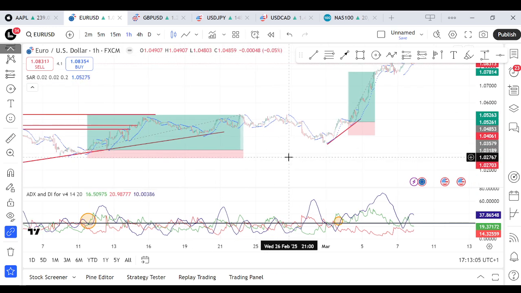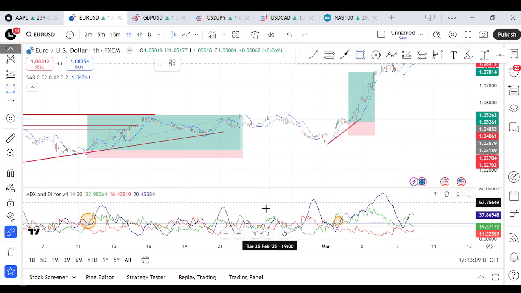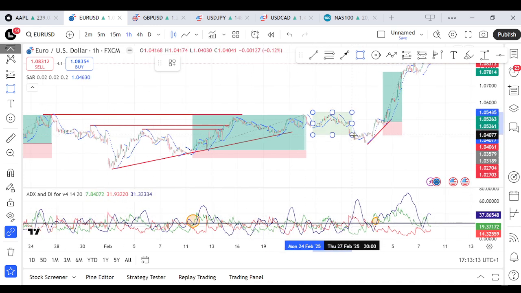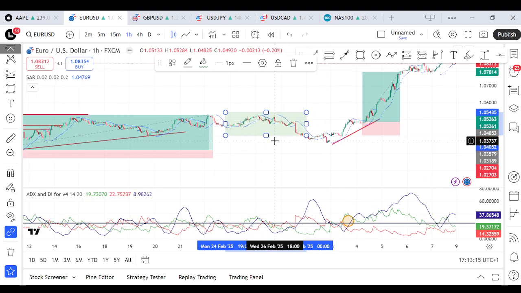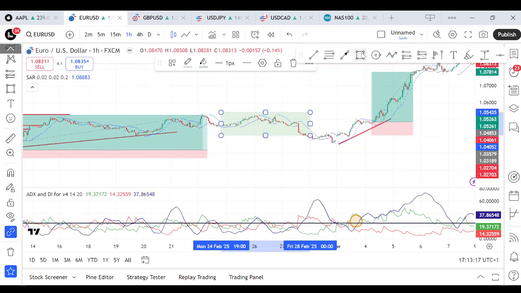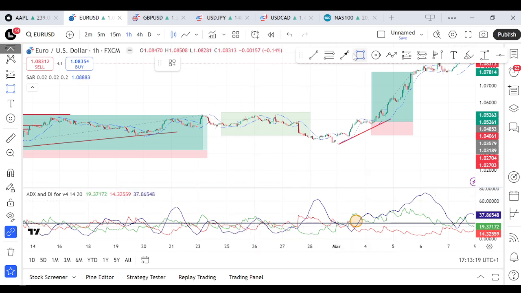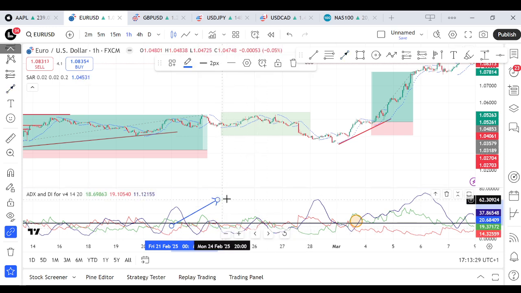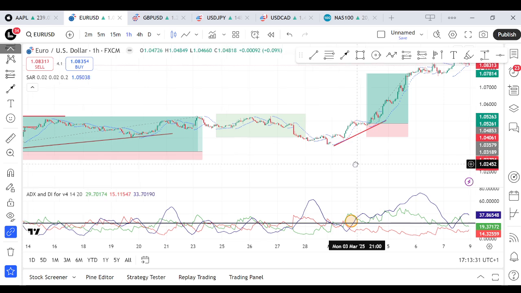As for example, you can see right here, we are just ranging. This is a sideways market right here, so we can't exactly take any trade. And also you can see the ADX being below the 25 level, so this shows a prime sideways market. We can't look to take any trades during that time, so do not make that type of mistake.